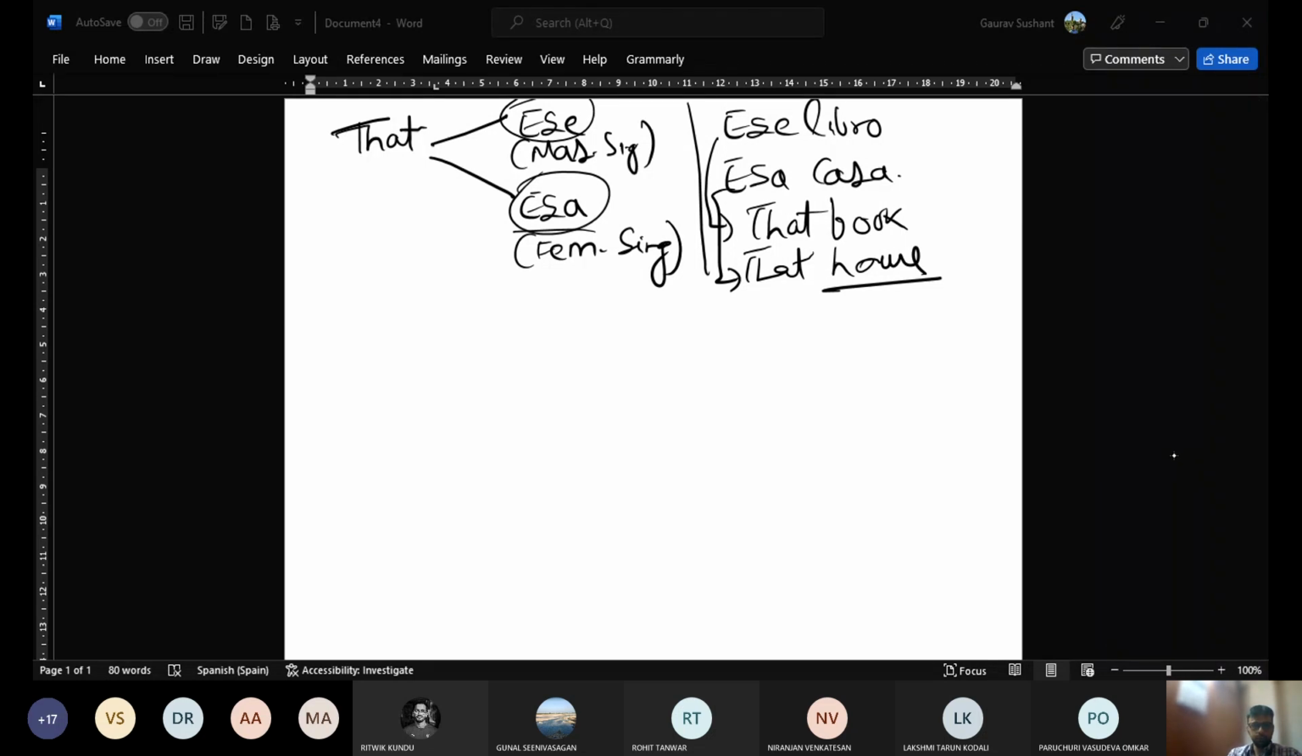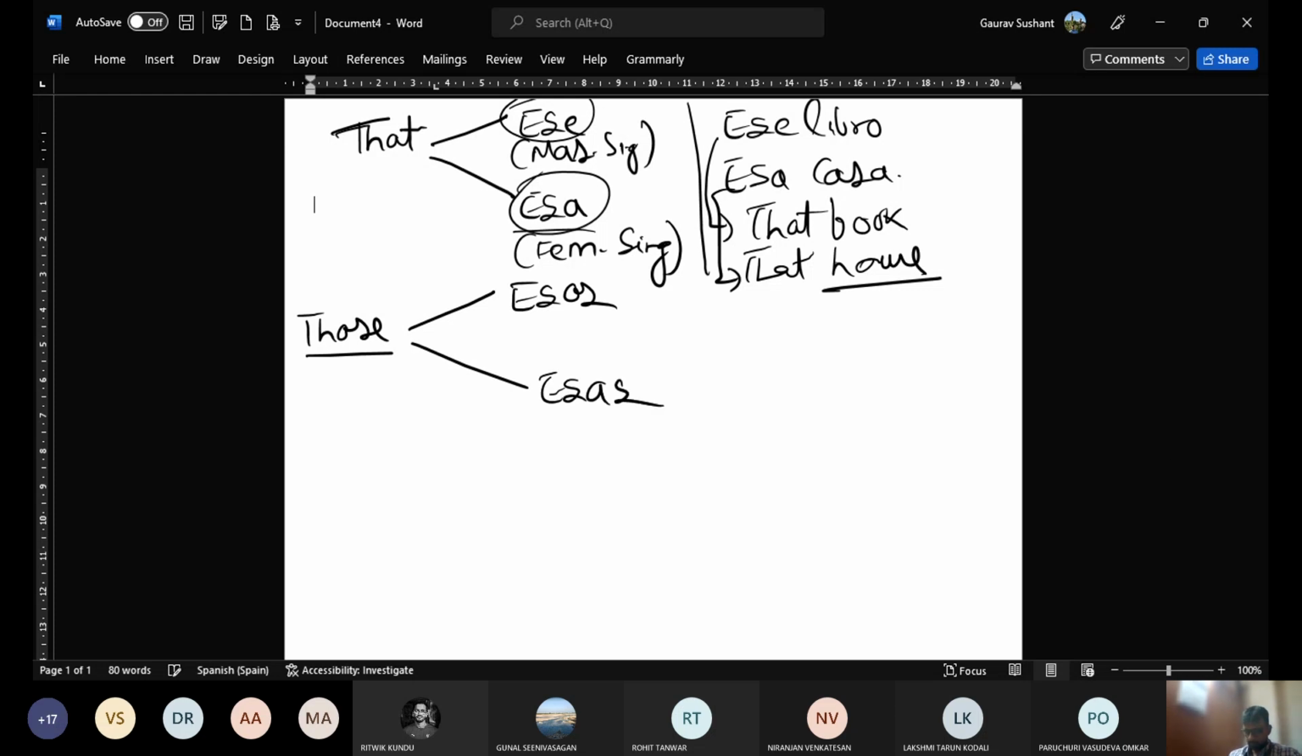Then you have the plural also, which is those. And if you see, there will be plural in Spanish also. So it will be esos and it will be esas. Okay. So esos will be used with masculine plural nouns. Okay. And esas will be used with feminine plural. Okay. And accordingly, you can make these plural. If you make the nouns plural, you have to choose the plural adjective also.